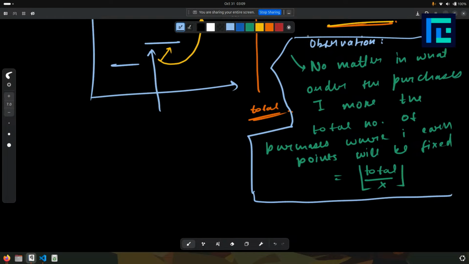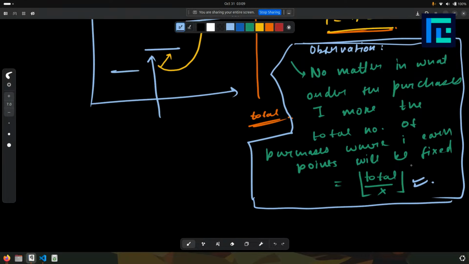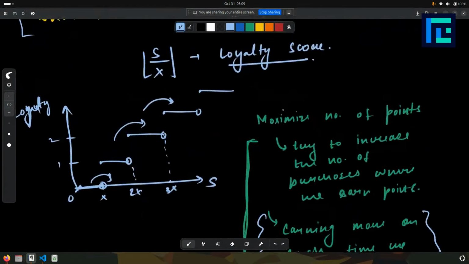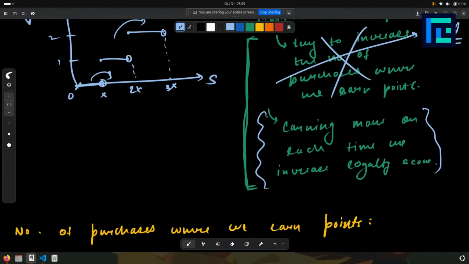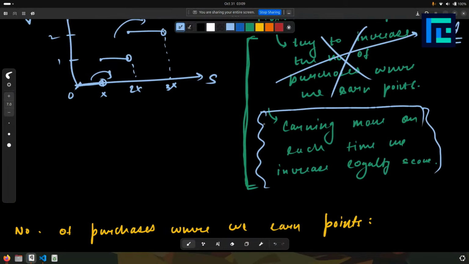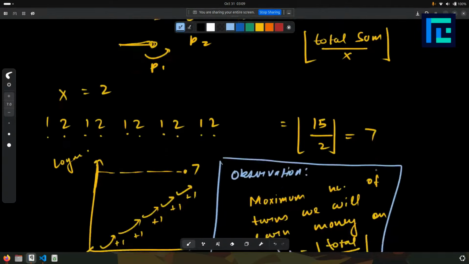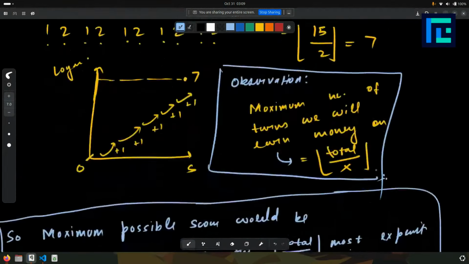That no matter in what order I make the purchases, I would always end up at this score. I would always earn these many times. So now, basically, this is fixed. We don't have this condition anymore. So earning more each time we increase the loyalty score is our only concern now. And now this problem is very easy.